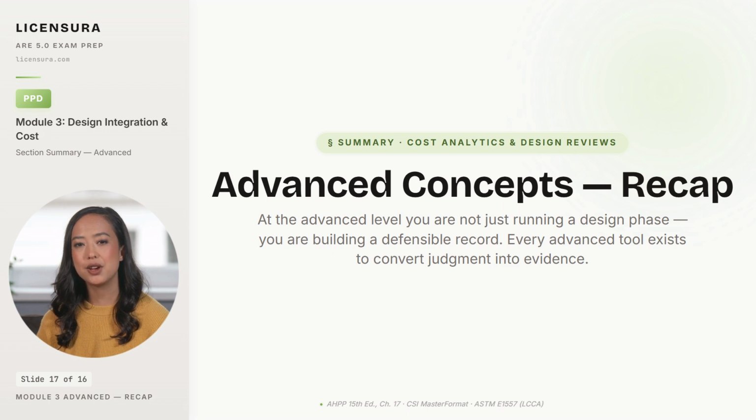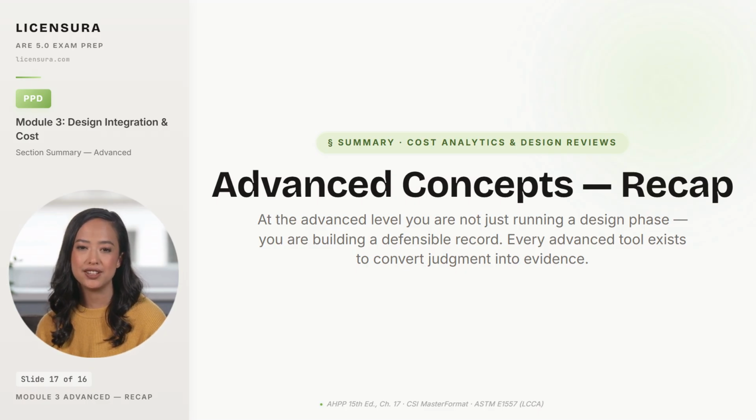Cost analytics convert gut feel comparisons into life cycle evidence the owner can audit. Function analysis through FAST diagrams surfaces where value lives before value engineering can strip it. Systems integration converts a stack of discipline-level deliverables into a coordinated single document set. Performance specifications allocate risk deliberately rather than by default.